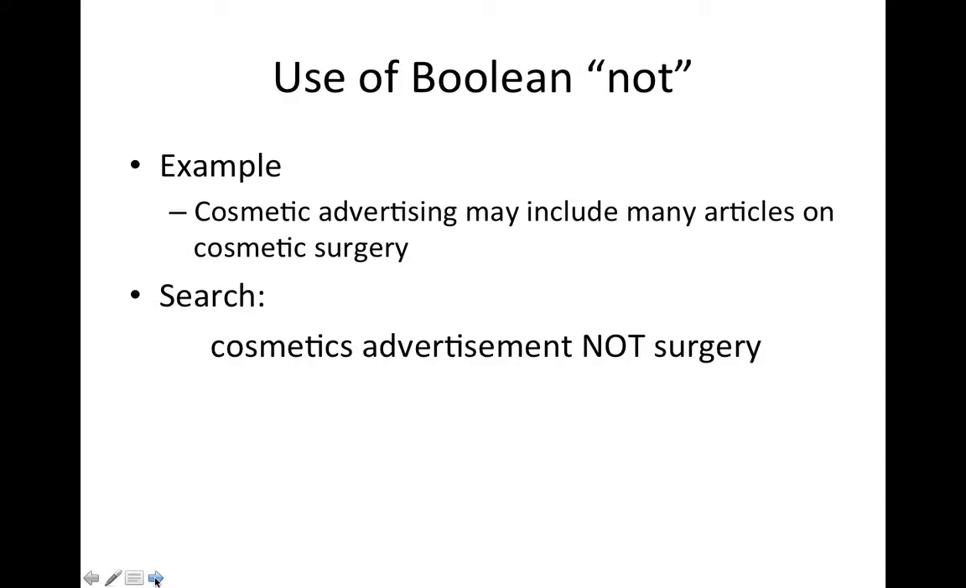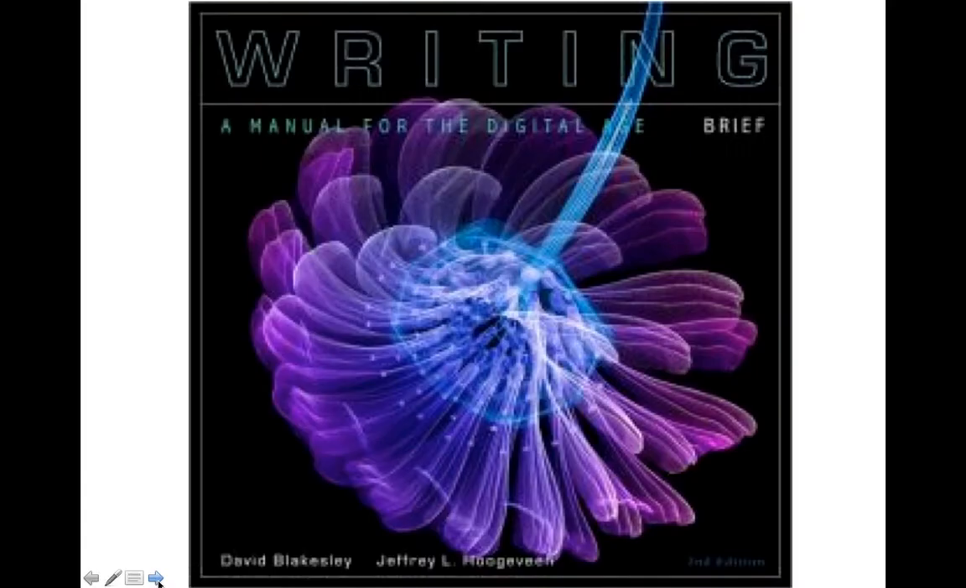There's also the use of Boolean terms. If you're using Academic Search Complete, there are some drop-down menus that allow you to use this, or you can just type the word in. So cosmetic advertising includes many articles on cosmetic surgery. I think there were about 122 ads altogether. I may not have the number quite correct, but when I added not surgery, that Boolean operator, it dropped it down to 75, which is a reasonable number. Even 120 is a reasonable number, but 75 makes my search a little bit more focused.